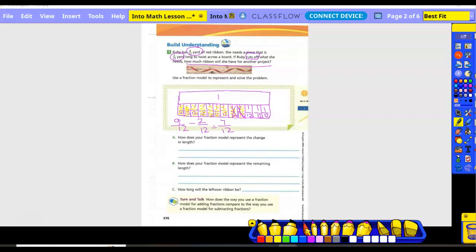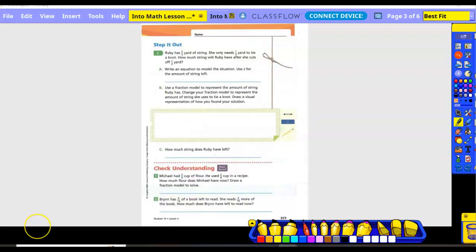7/12. And is that how many colored 1/12 pieces I still have left? Yes. And what's my label? 7/12 of a yard. So how does your fraction model represent the change in length? Does it show us how much she started with? Yep. Does it show us how much she cut off? Yep. And then does it show us how much she has left? Yes. Okay. How does your fraction model represent the remaining length? We just said it shows how much she has left. Okay. And then how long will the leftover ribbon be? 7/12 of a yard.